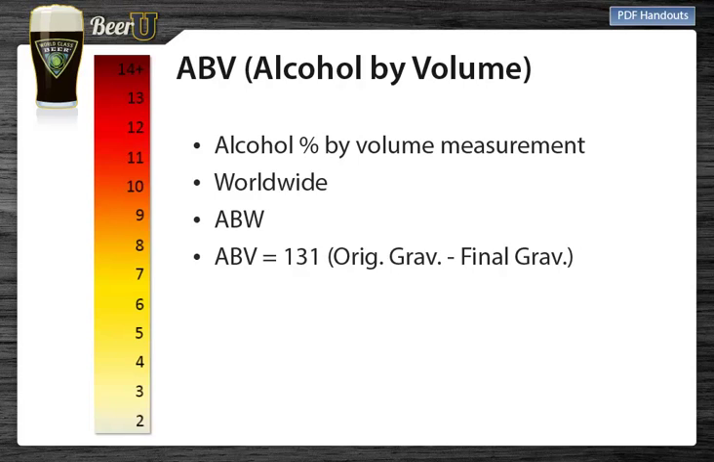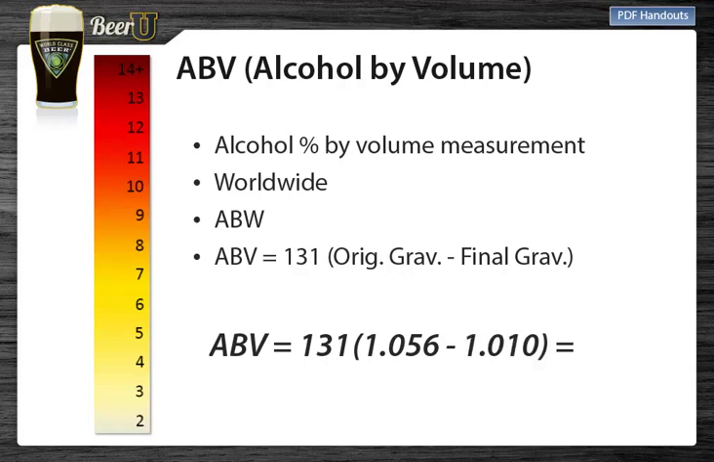ABV is often measured by brewers with a fairly simple equation that approximates the true ABV. The final gravity, or FG, is subtracted from the original gravity, or OG, then multiplied by 131. Here's an ABV equation sample. To determine a sample ABV, we could multiply 131 times the original gravity, let's say 1.056 in this case. But we need to subtract the final gravity from that first, let's say 1.010. This would leave us with an estimated ABV of 6.03 for this hypothetical beer.